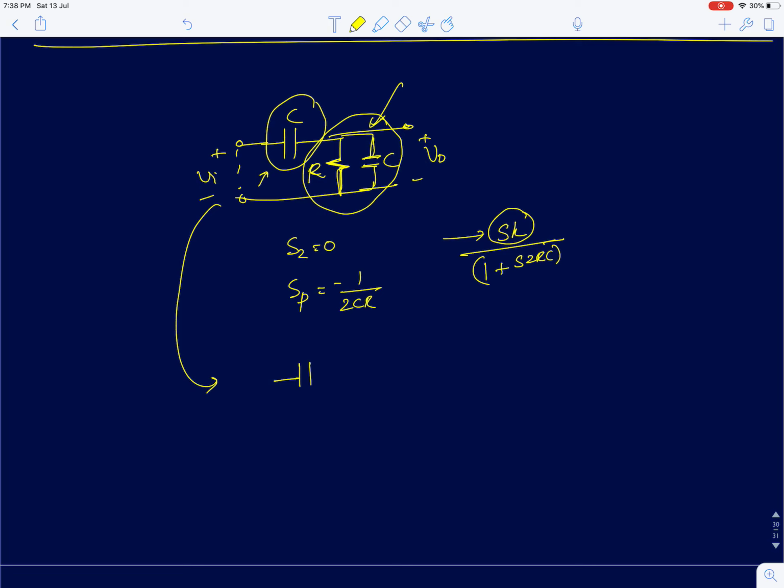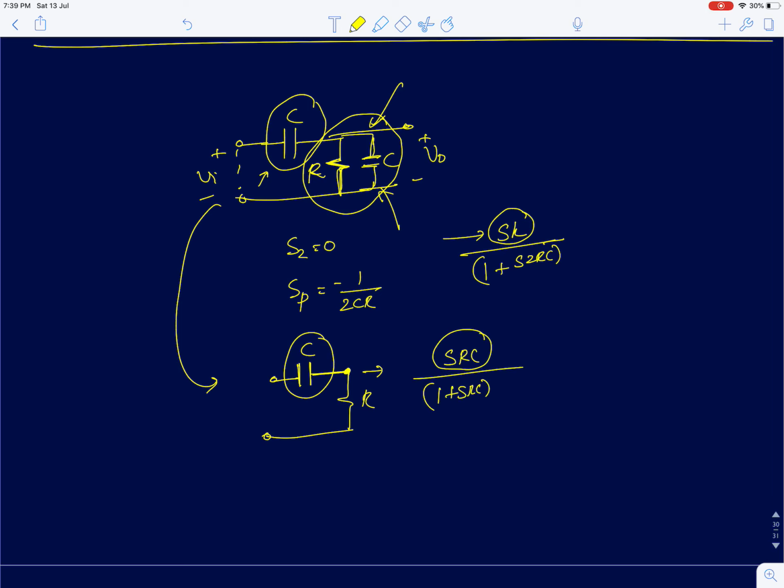At low frequencies, this circuit can be very simply reduced to a capacitor and a resistor, because the other capacitor hasn't come into the picture yet. R and C are in parallel at very low frequencies, very close to DC, and the parallel network will behave like the resistor itself. So you are reduced to a circuit like this. Now, at very low frequencies, the impedance of the capacitance is given by 1 by SC, and from this you can write the transfer function as SRC by 1 plus SRC.